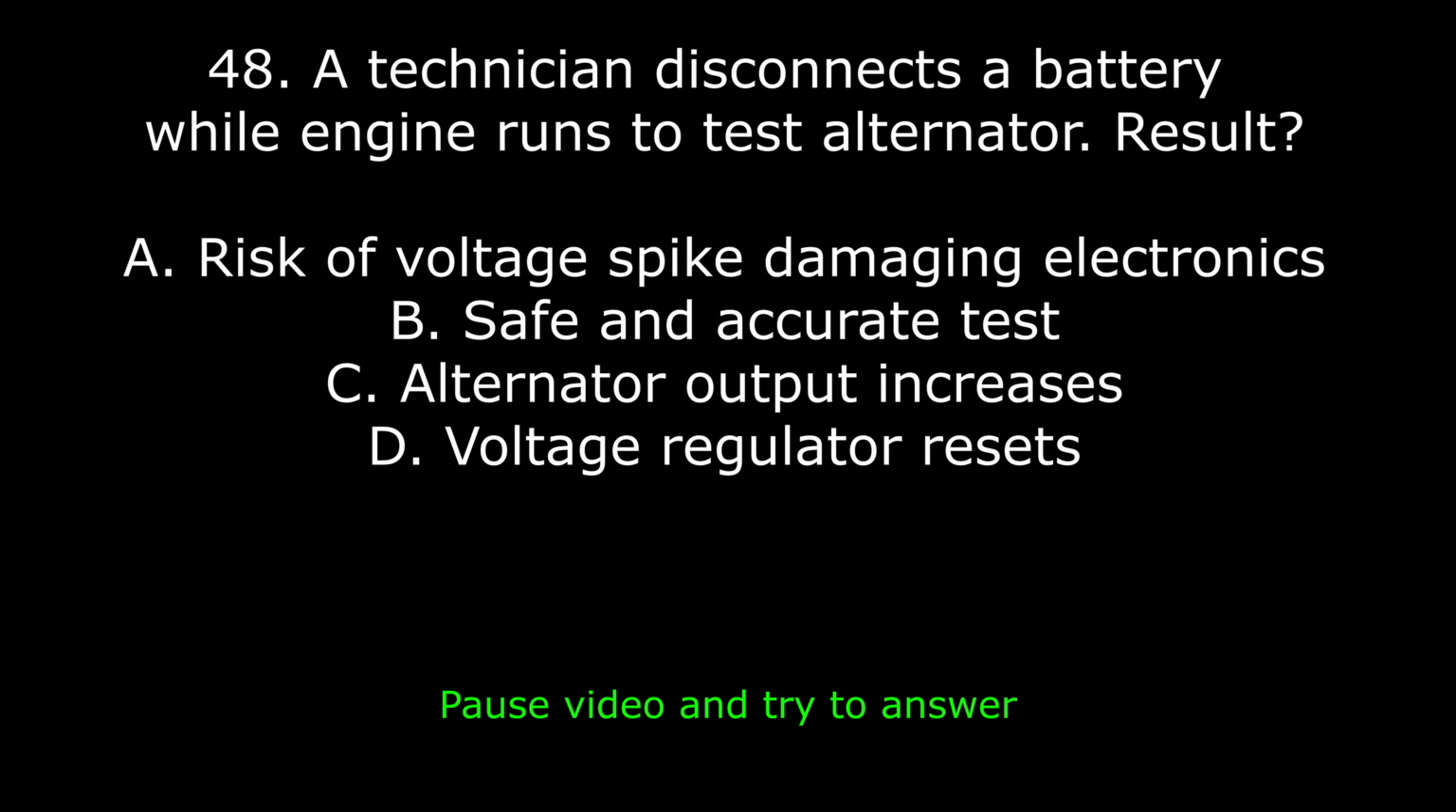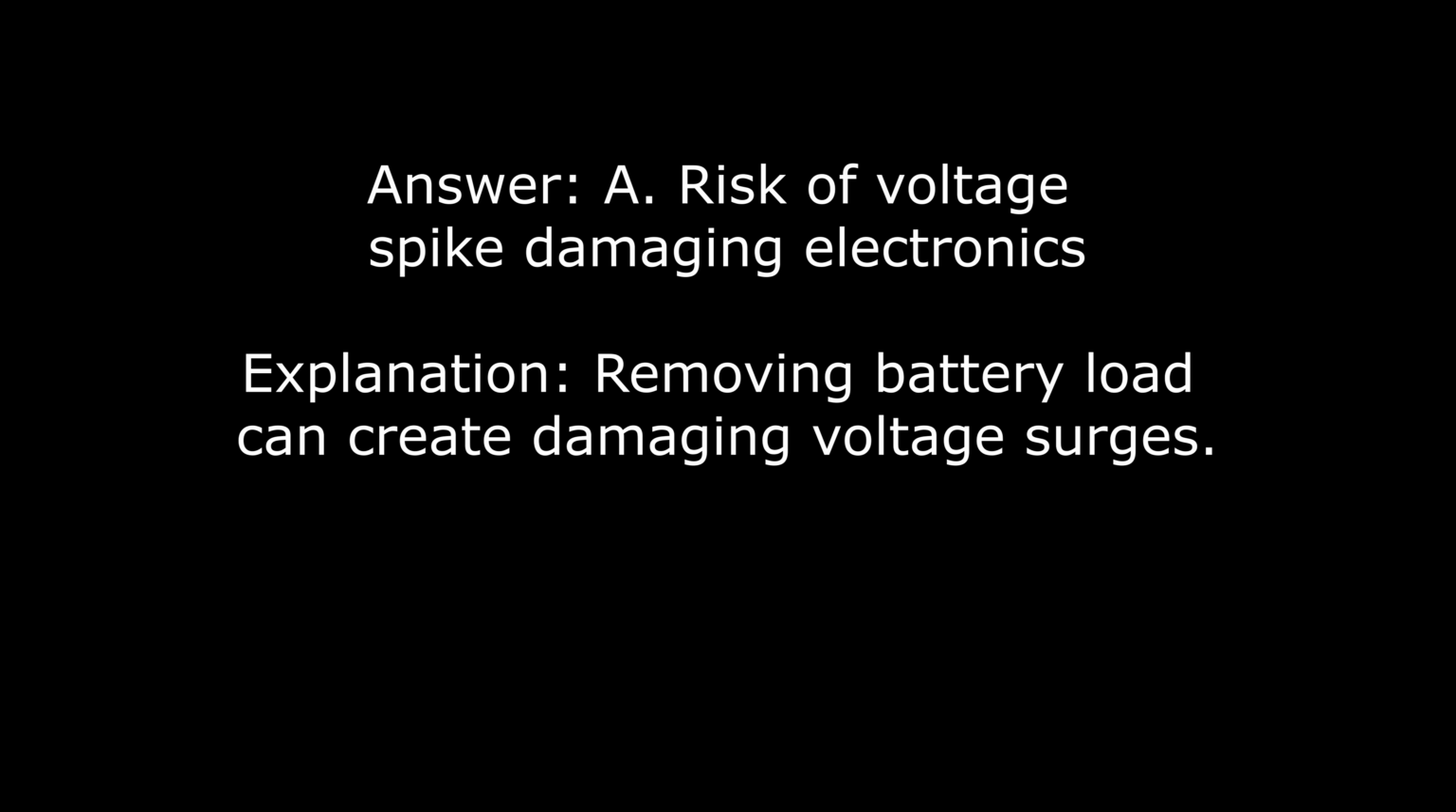48. A technician disconnects a battery while engine runs to test alternator. Result: A. Risk of voltage spike damaging electronics. B. Safe and accurate test. C. Alternator output increases. D. Voltage regulator resets. Answer: A. Risk of voltage spike damaging electronics. Explanation: removing battery load can create damaging voltage surges.